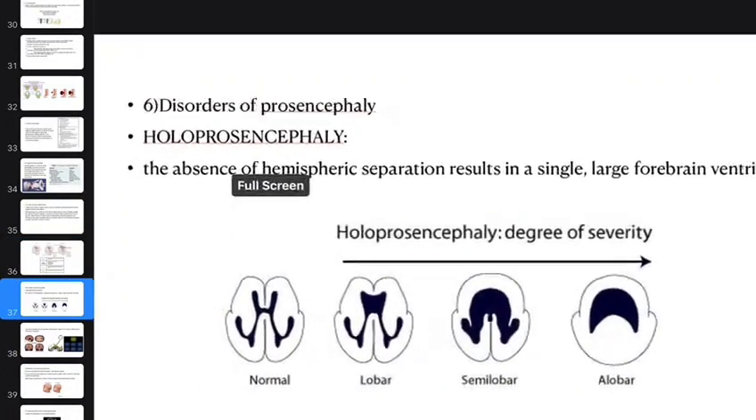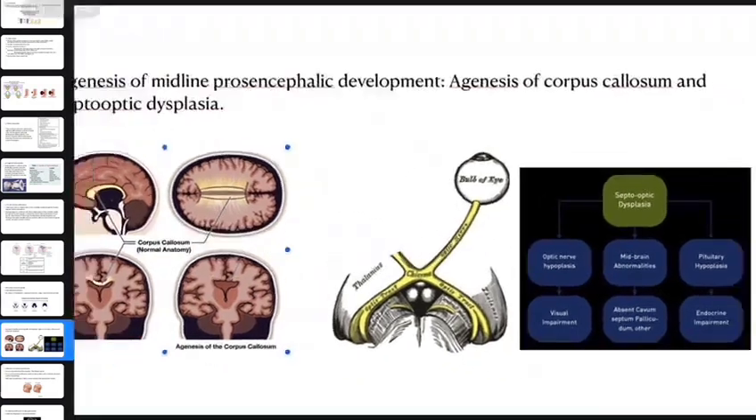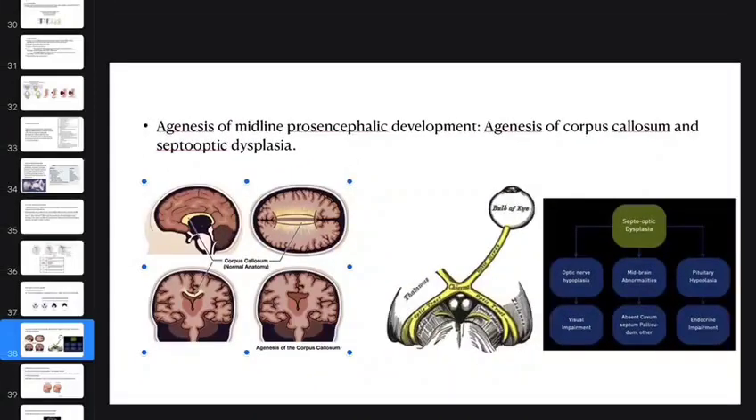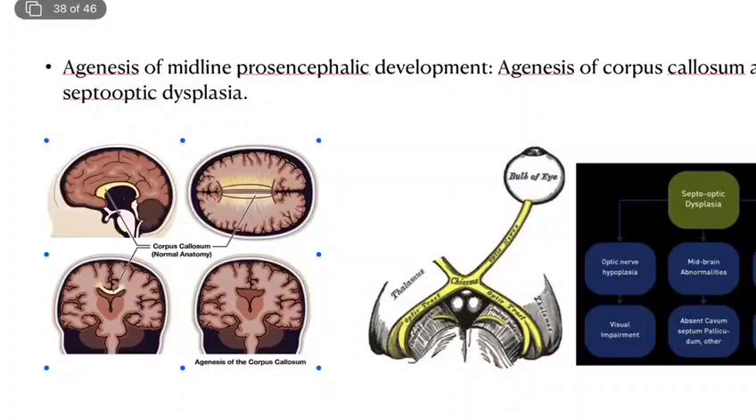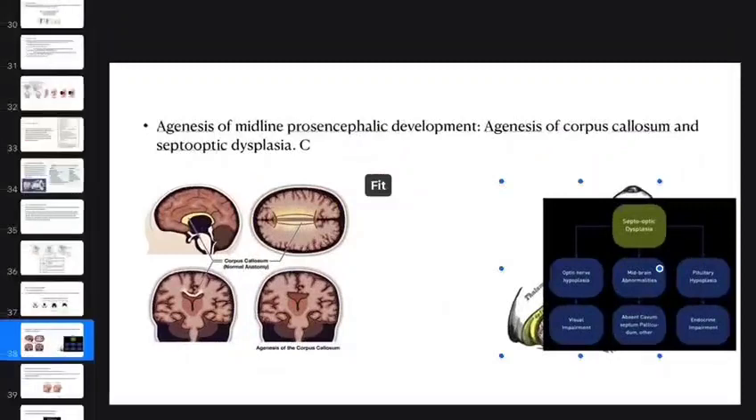Next, coming to the disorders of the prosencephalon, that is holoprosencephaly. The absence of hemispheric separation results in a single large forebrain ventricle, which is holoprosencephaly. These are the degrees of severity. And coming to the disorders of midline prosencephalon development, that is agenesis of the corpus callosum and septo-optic dysplasia. This is the agenesis of the corpus callosum, this picture, and this is the septo-optic dysplasia.